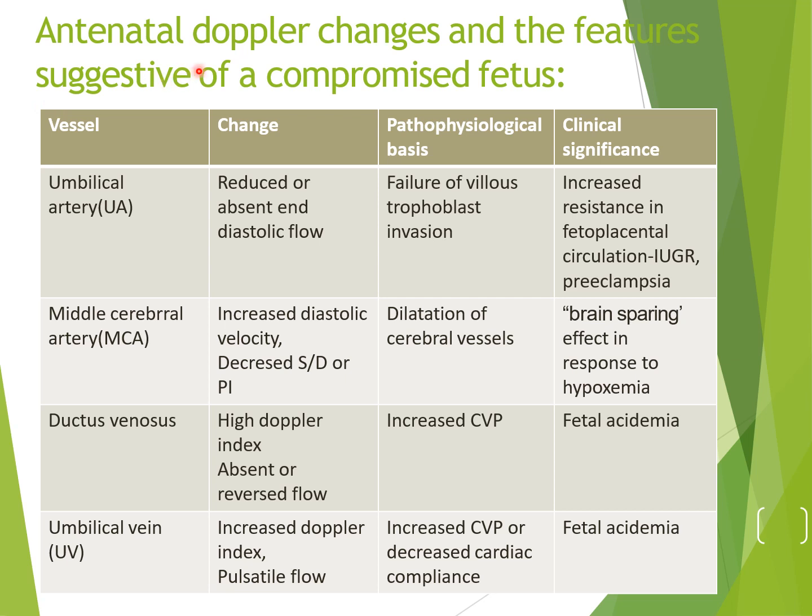Now we can see the Doppler changes and features suggesting a compromised fetus or problems of the baby. In the umbilical artery, if you observe reduced or absent end diastolic flow, it shows the pathology of failure of villus trophoblast invasion. The clinical significance is increased resistance in the fetoplacental circulation, and because of the increased resistance, the supply to the baby will decrease, and there is a chance of intrauterine growth retardation and preeclampsia.